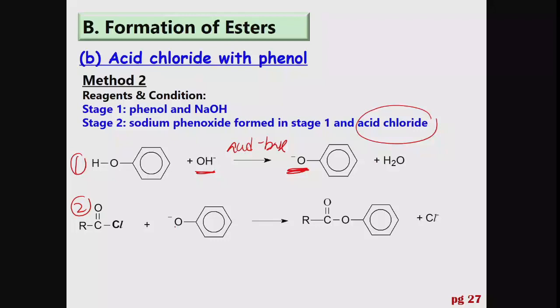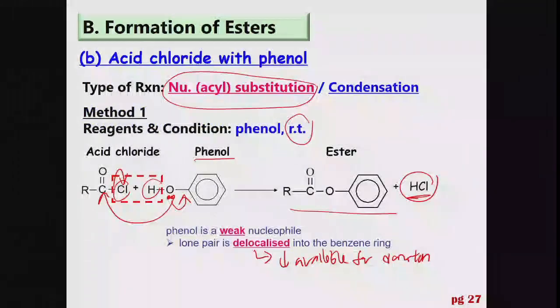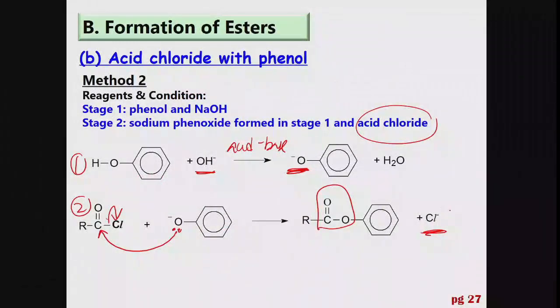So phenoxide ion, with its lone pair of electrons, will come in to donate to the electron deficient carbon and substitute out the Cl. So you form the ester and you substitute out Cl minus. Okay, so what you need to take note of here is that if you use method 1, you will produce HCl. But if you use method 2, when you write out the equation, you notice that in stage 2, Cl minus is formed, not HCl, because your hydrogen is already lost in stage 1. So there's no hydrogen in your second stage to form HCl.